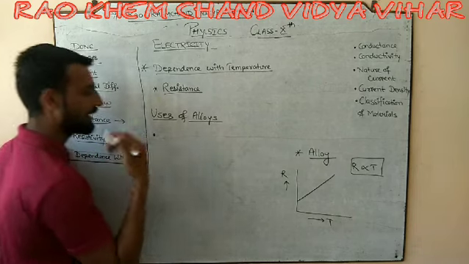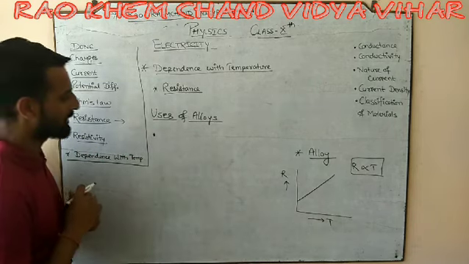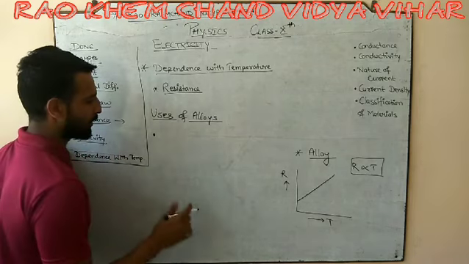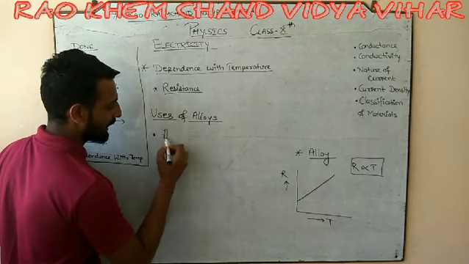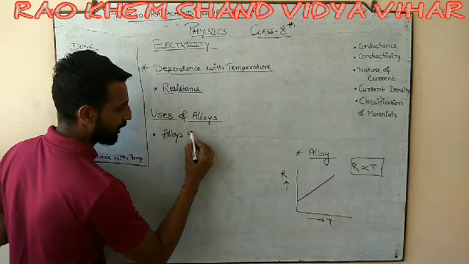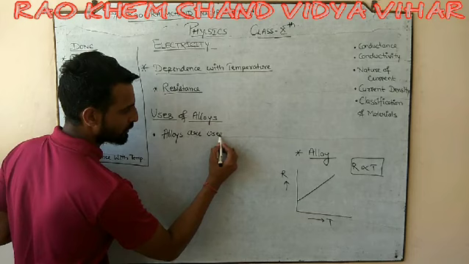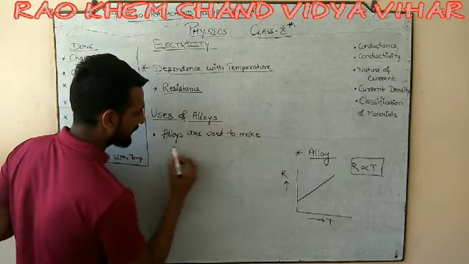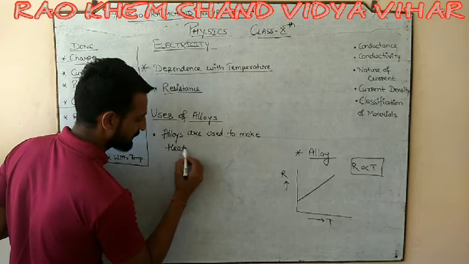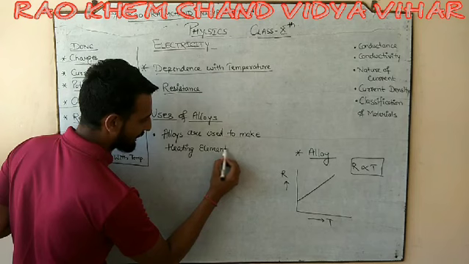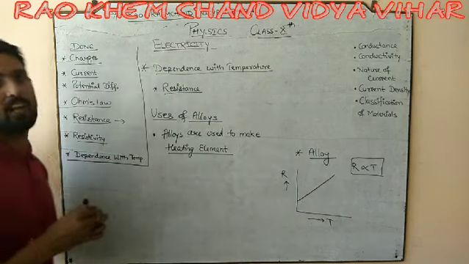So, an important one, and one that has been asked most of the time by teachers or in the examination. The first and most important use is that alloys are used to make heating elements. So to make the heating elements, we use alloys.